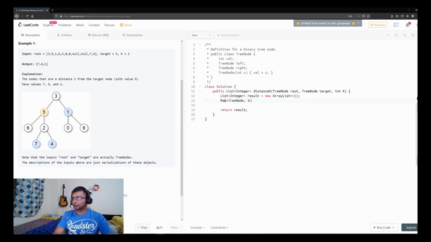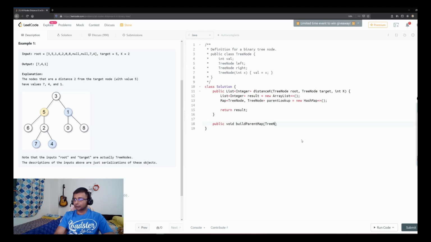So TreeNode to TreeNode, and let's call this the parent lookup map. So let's call it just parent lookup. Let it be a hash map. Okay, and so we'll create a void method over here, which is more of a helper function that will help us build this map. In this function we are going to put those mappings. So let's call this build parent map.